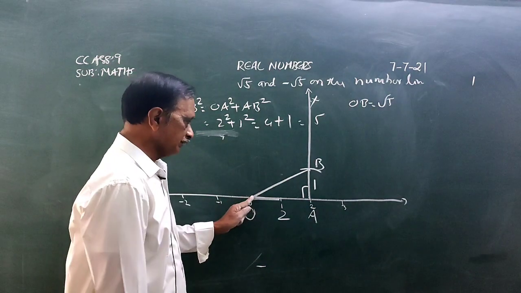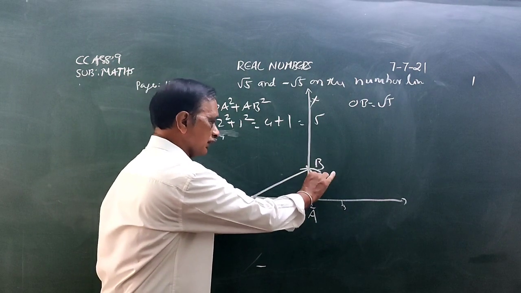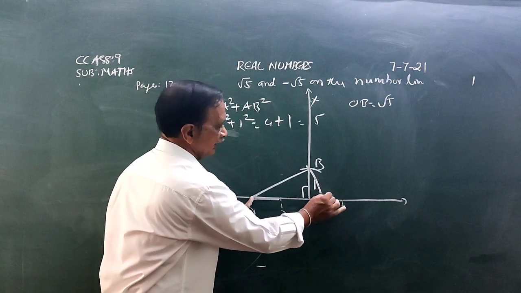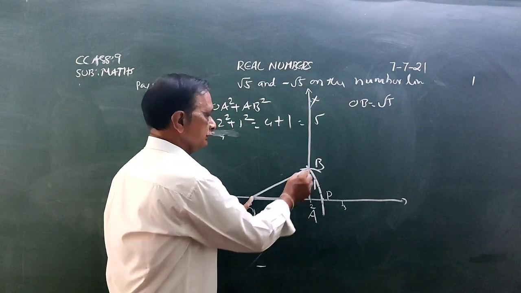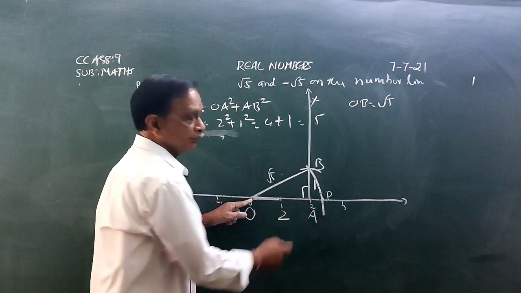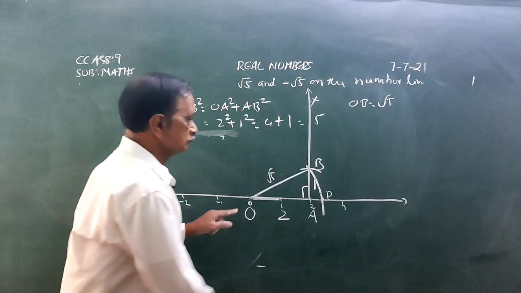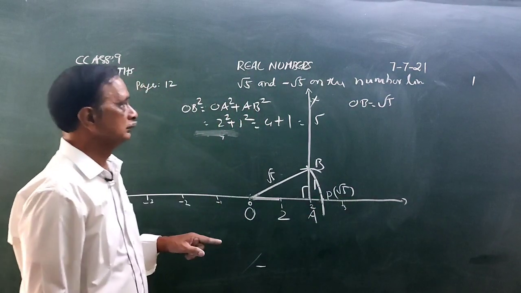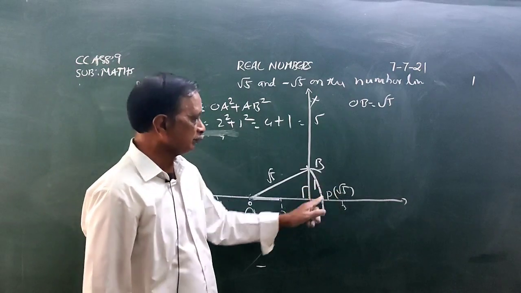Now taking O as center and OB as radius, draw an arc to intersect the number line at P. Here OB length is root 5, but OB equals OP because they are radii in a circle. Therefore the length of OP is also root 5. So we represent root 5 on the number line.